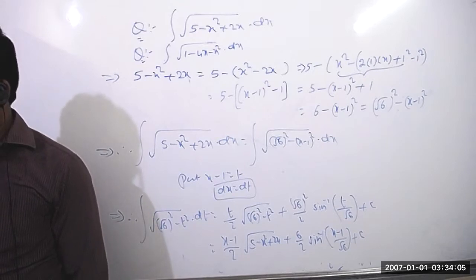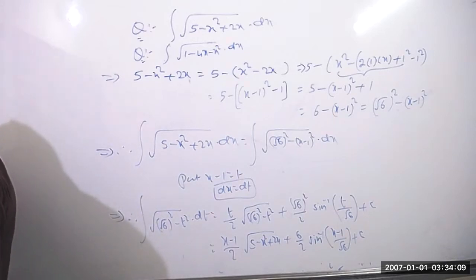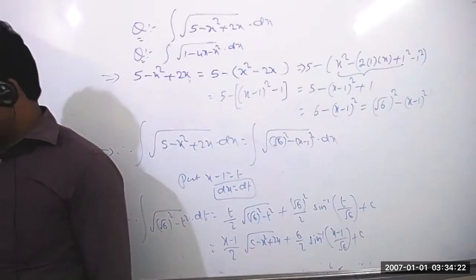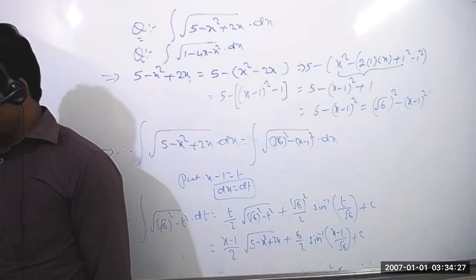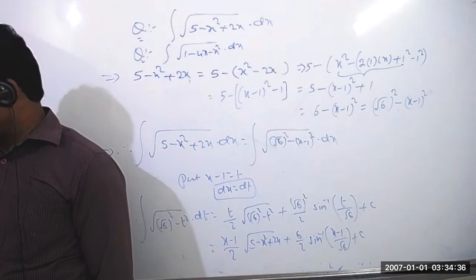All of you complete it yourself and tell me the answer. Sir, x plus 2 by 2 into root of 1 minus 4x minus x square plus 5 by 2 into sin inverse of x plus 2 by root 5 plus c. Correct? Yes, sir. Yes, very good.